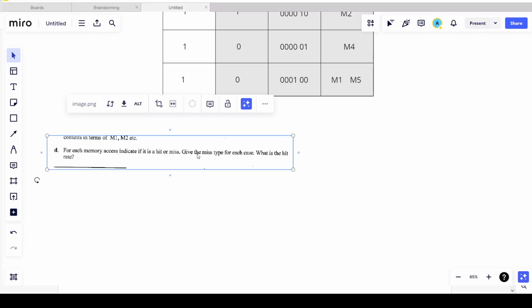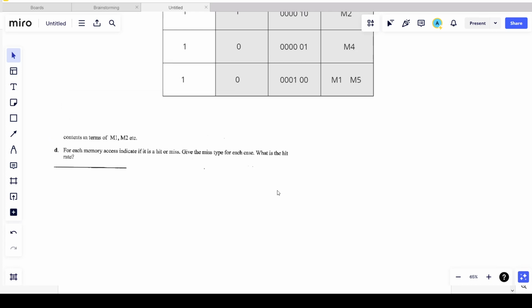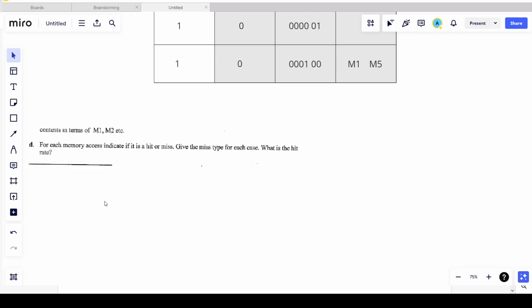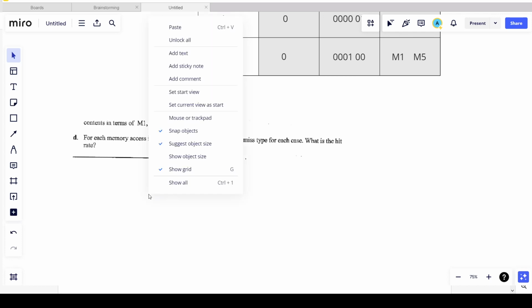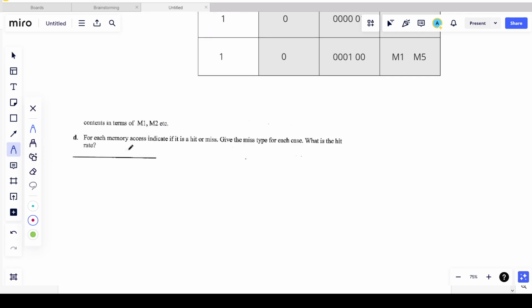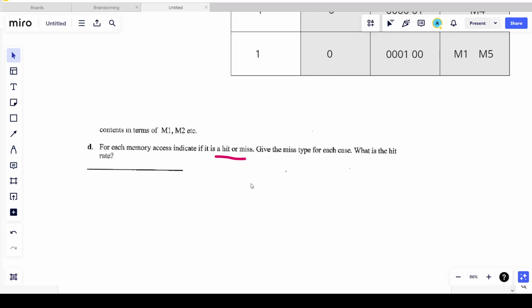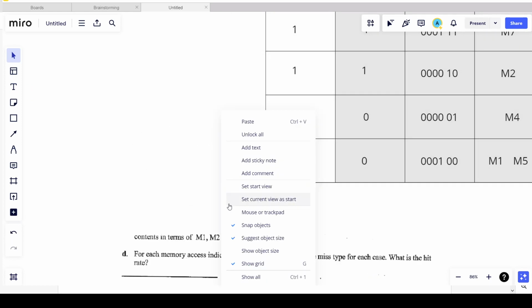I hope so. Okay, finally, last question. And actually, it is the easiest. It's not the easiest, but since we understood and solved the previous questions, we were able to reach the answer of this question before we even read it. For each memory access, indicate if it's a hit or miss. I mean, oh my god, not the same mistake. Okay, yeah.